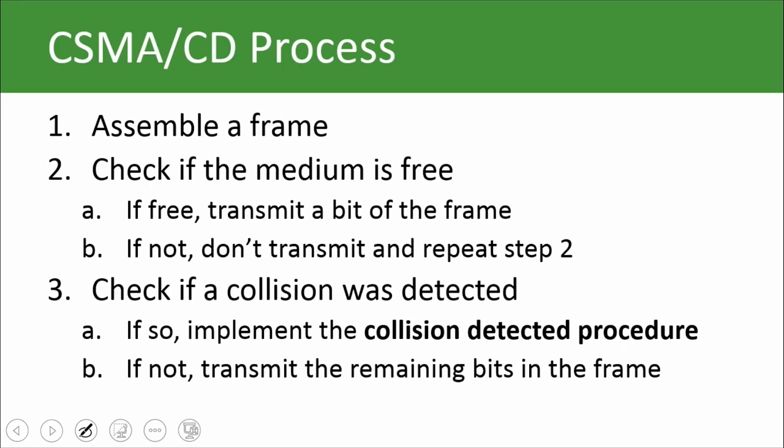What happens is if a computer wants to use an Ethernet network using CSMA-CD, it's going to assemble a frame. It's going to listen to the Ethernet cable to see if the medium is free. If it's free, it transmits a bit. And if it's not, it goes back and listens. So if the medium isn't free, it's going to go back to checking to see if it is.